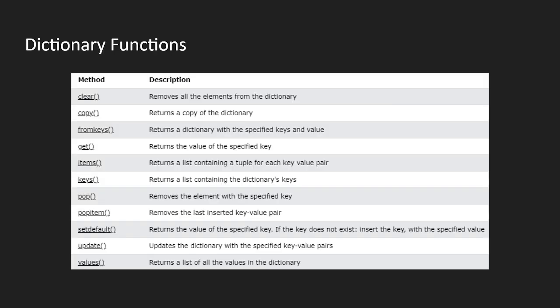So we have dictionary functions: .clear and .copy, which are pretty much the same as the other ones for those two. And then the main ones are .get, where you return the value of a specified key. And then you also have .keys, which returns a list containing the dictionary's keys. .pop removes the element for the specified key. So you can go over these, look them up also, and see if you're working on something and you might need to use a dictionary function. You don't have to memorize them. You can just use the documentation.